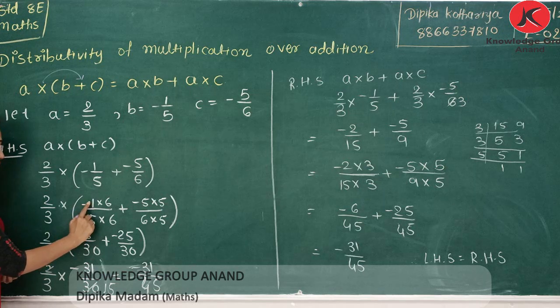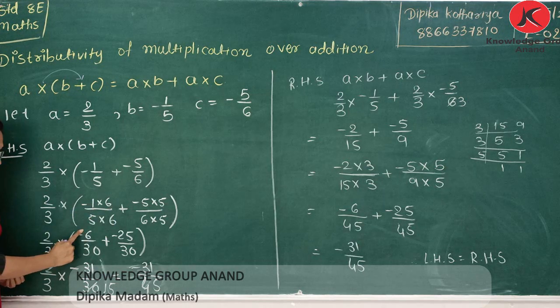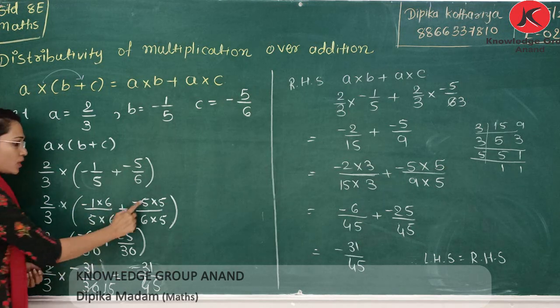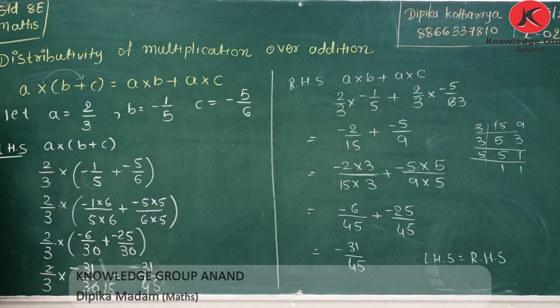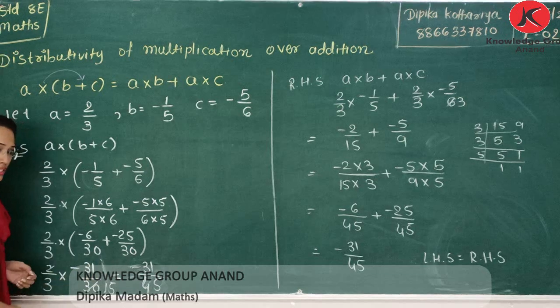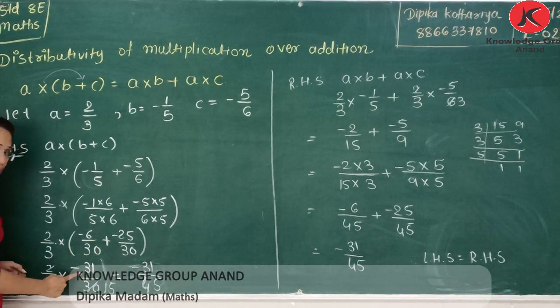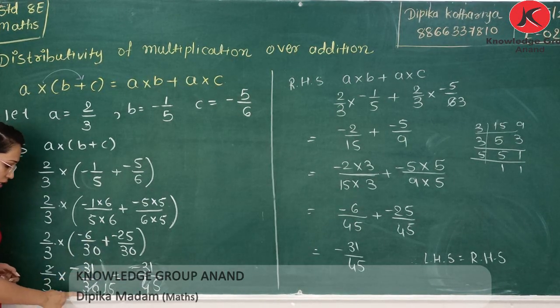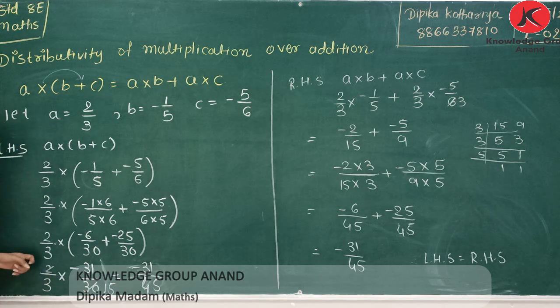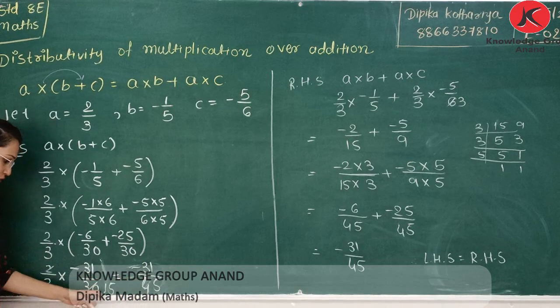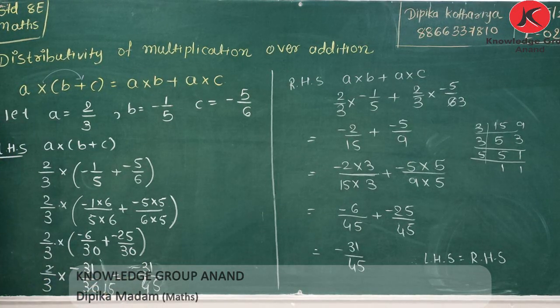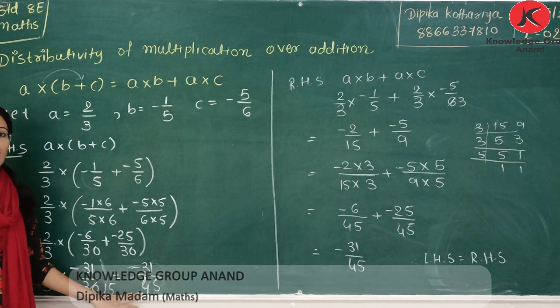So if we multiply -1 with 6, we will get -6, and 5 6s are 30. -5 multiplied with 5, we will get -25 divided by 30. Now the denominator is the same, so in the numerator you will get -31/30. You can cut the common factor, 2 15s are 30, so you will get -13/45. 15 multiplied by 3, that is 45. This is our left hand side.